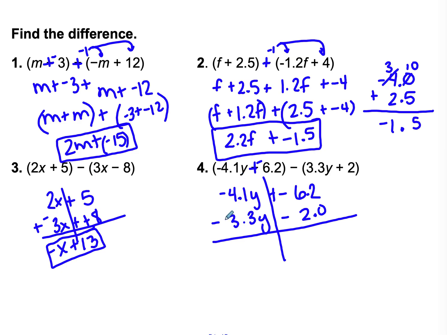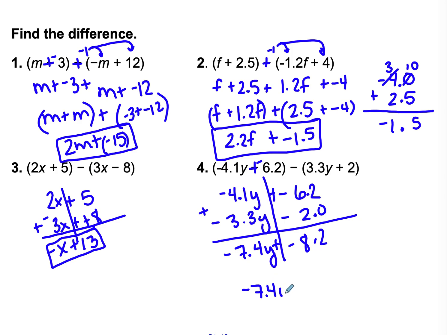4 and 1/10 y minus 3 and 3/10 y. Boom, boom. Boom, change to addition. Boom, change the sign of the next number. I now have same signs. I'm finding the sum. So I have negative 7 and 4/10 y plus, here I have negative 6.2 and negative 2. Same sign. Find the sum. And that's negative 8.2. I'm going to rewrite it underneath here so it's a little neater.